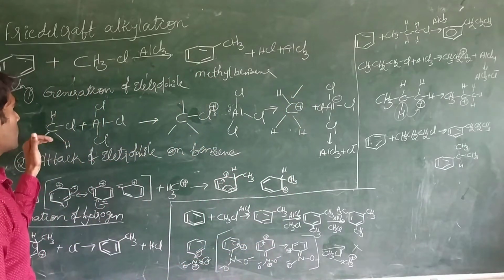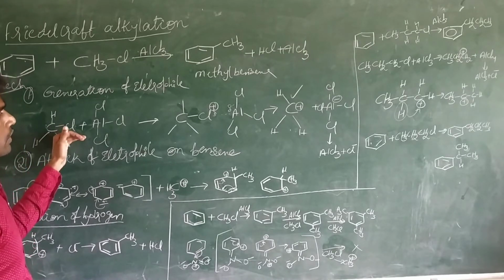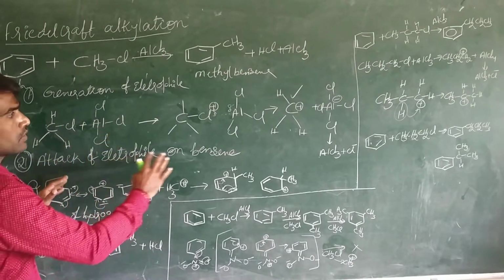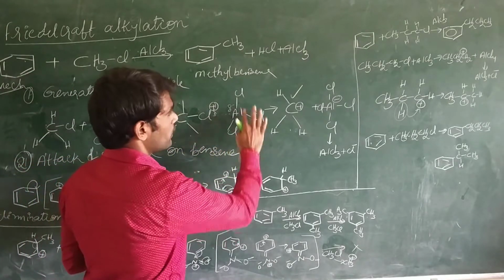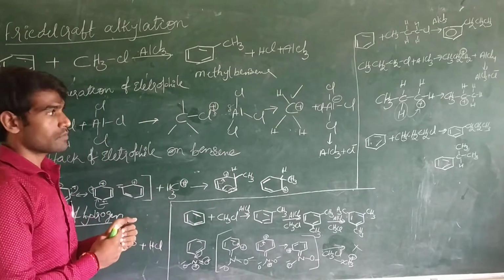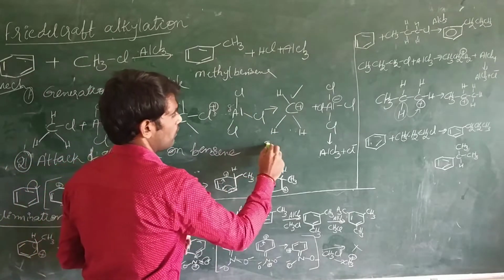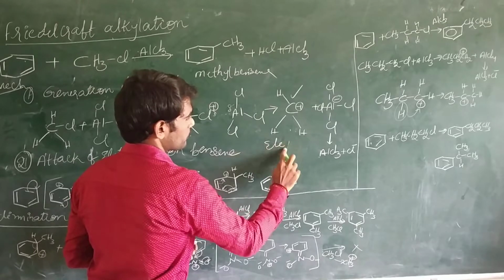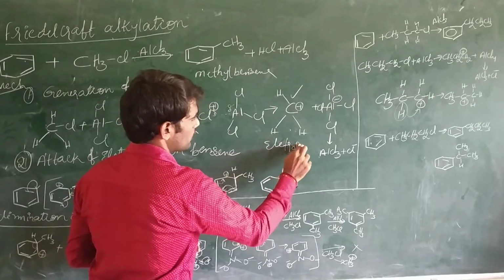This is simply methyl chloride. In case of propyl chloride or methyl chloride, the same thing happens here. Anyway, generation of carbocation takes place. It is an electrophile now. Electrophile always needs electrons.